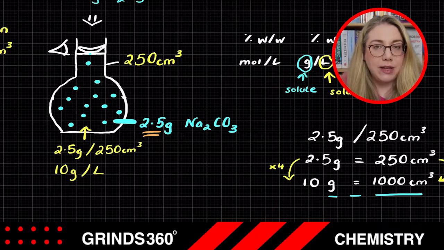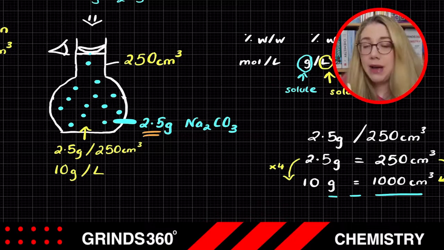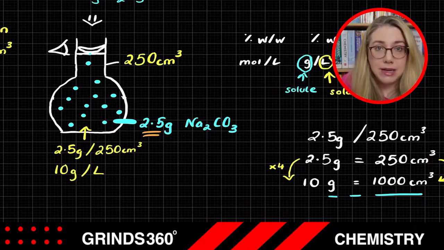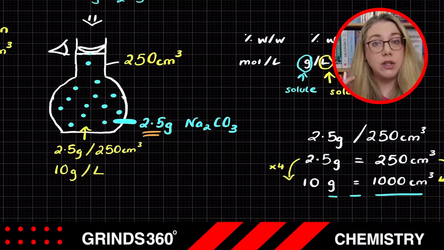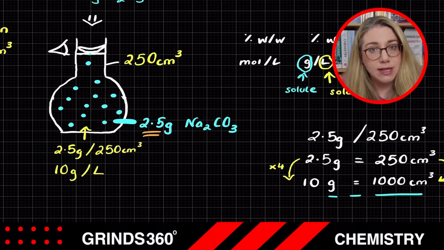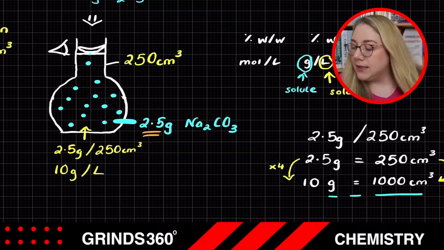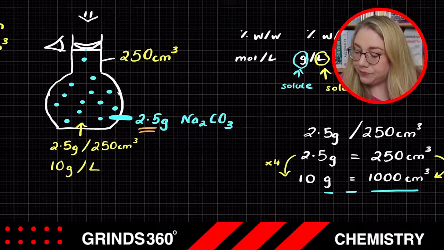Now, those two values for concentration are the same, because the ratio of solute to solution is the same. You haven't changed that. Even though they are different numbers, that doesn't matter. Concentration is all about the ratio. So as long as your ratio stays the same, you're fine. Now that's grams per litre. So let's have a look at another one.